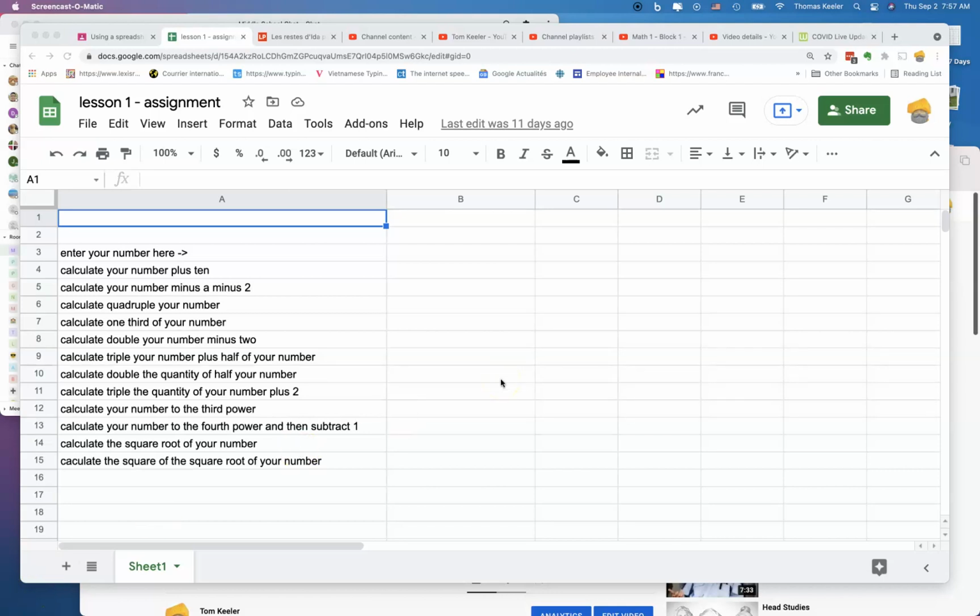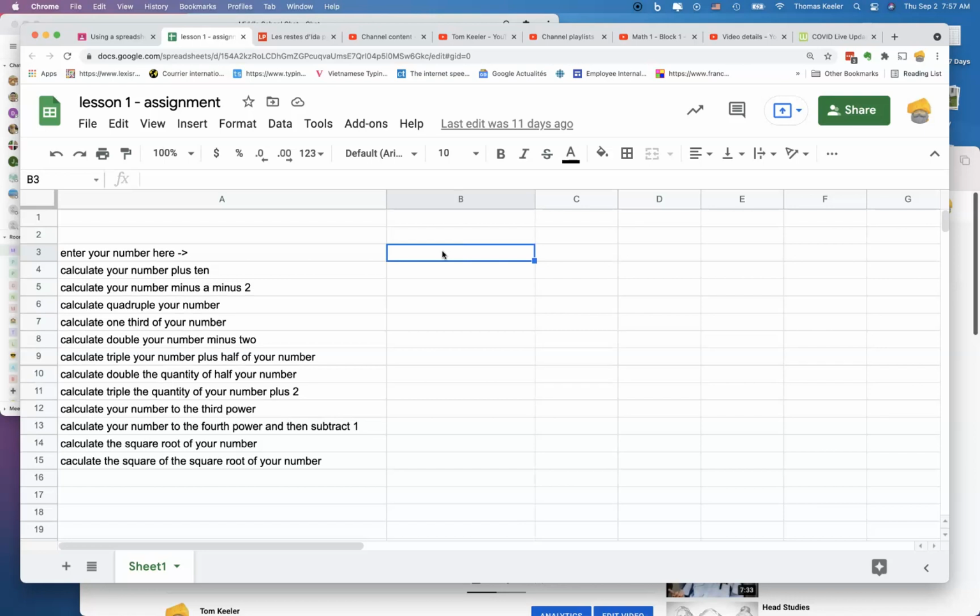Okay, so we're going to look at that lesson 1 assignment in which we did some calculations based on your favorite number. So we put our favorite number in B3 once again. Let's say we're going to start out with 4 as our favorite number. Calculate your number plus 10. So we could put 14 here. Calculate your number minus minus 2. So we could do 4 minus minus 2 would be 6, right?